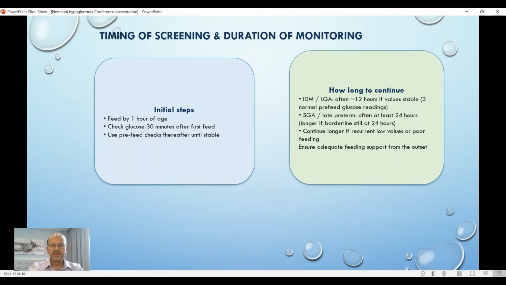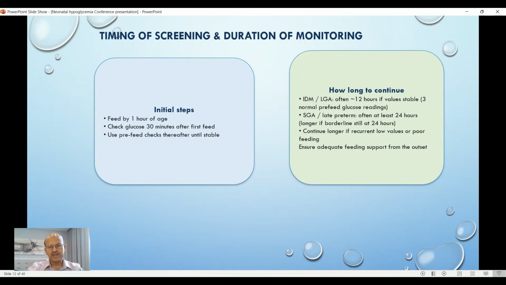So here, if the baby is an infant of a diabetic mother or large for gestational age, we stop monitoring by 12 hours if we have three normal pre-feed readings. In a small for gestational age or late preterm, we know that their stores are low, they may not feed as effectively, and so we continue monitoring for at least 24 hours.